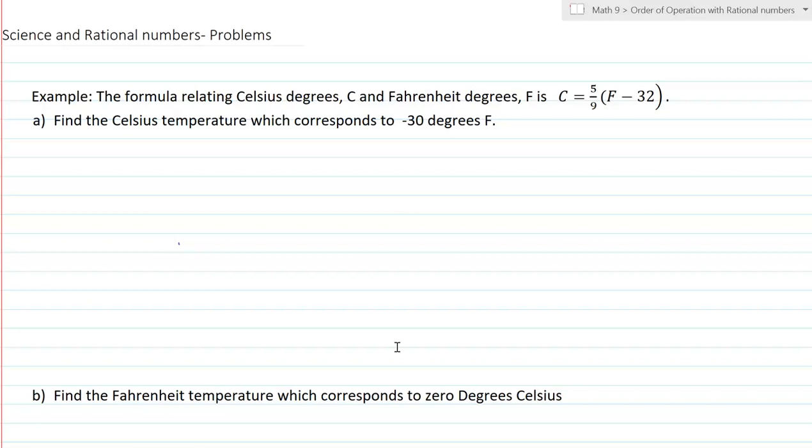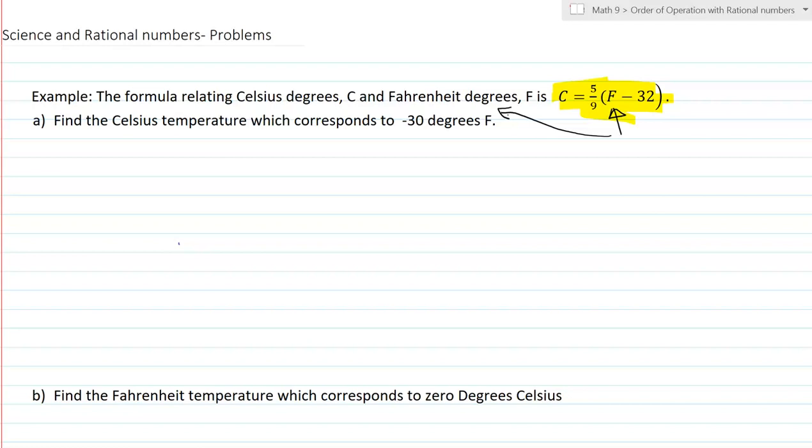We know that the formula relating Celsius degrees, this is temperature, a unit of temperature, and Fahrenheit degrees, one is the standard unit, the other one is not, is given by this very famous formula right here. C equal to 5 over 9, open the bracket, F minus 32. Now F is the Fahrenheit. That's the Fahrenheit F. That's the degrees. So that's how they're related.